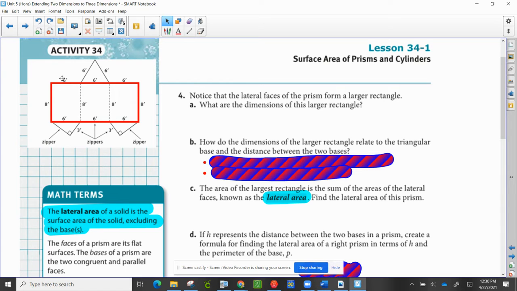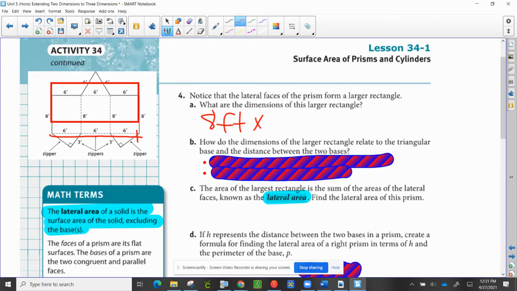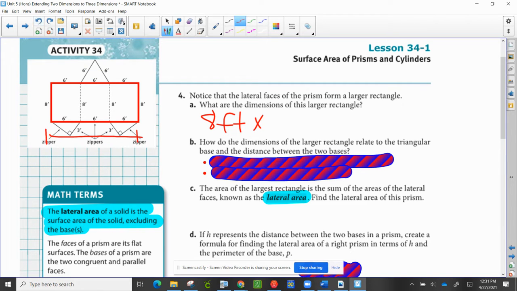Well, what are the dimensions of that new bigger rectangle? Well, we still see it has a distance of 8 feet for our length, right? 8 feet. But our width would be this whole distance. So it's all 3 lateral faces together, 6 plus 6 plus 6 would be 18 feet. Now, how do these dimensions of the larger rectangle relate to the triangular bases and the distance between the two bases that we found on the previous page? Well, they should be the same.